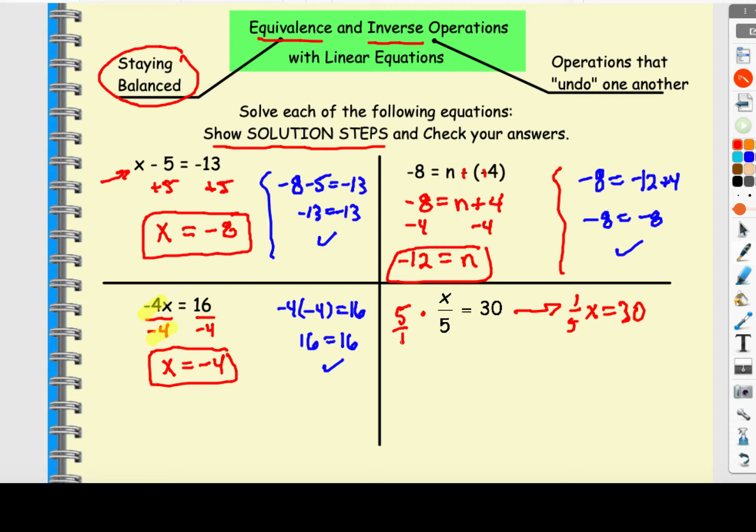So on the right side, 30 times 5, right? Again, that's going to cancel these two 5s over here at the left. And we're going to get x equals 30 times 5, which is 150. Right? And if we went to check our answers over here, we could also say 1/5 times 150 equals 30. Well, if we check it on our calculators, 1/5 times 150 is definitely 30. Answer checks. And again, notice we've already circled x equals 150.